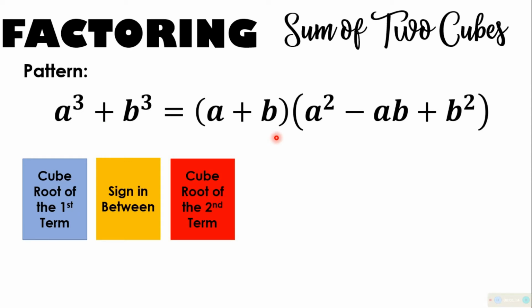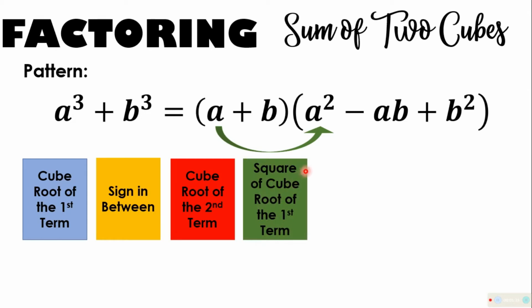And then, for the second factor, which is this trinomial, anong gagawin natin? So, magbabase siya dito sa ating first factor. Kaya, pag nagkamali tayo sa pagkuha nitong cube root, magkakamali na rin tayo sa susunod nating factor. Okay? So, anong nangyari? From a, naging a squared. So, we have to get the square of the cube root of the first term. So, itong cube root of the first term, ito po yan. And then, from plus, naging minus. So, anong gagawin? We have to get the opposite sign ng ating first factor.